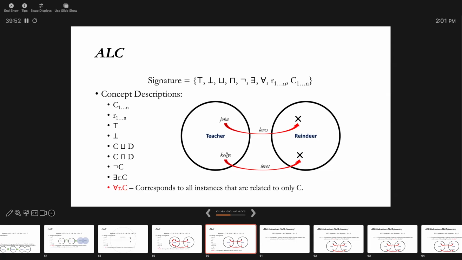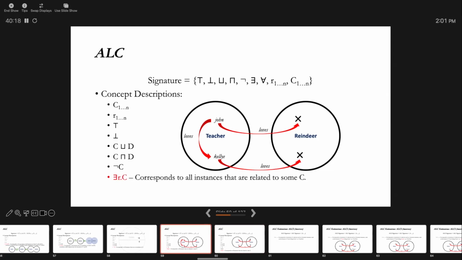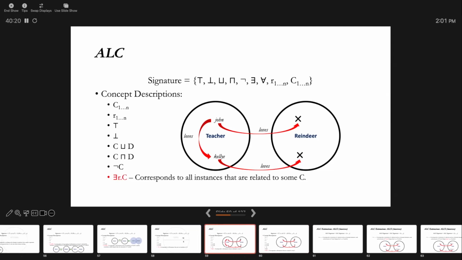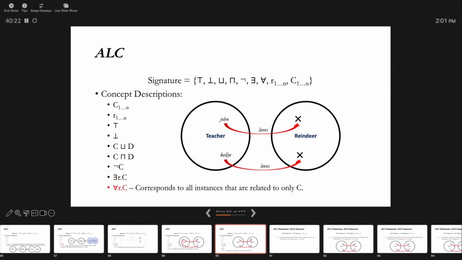That's right. All right. So, the previous example, remember I had an arrow between myself and my sister. It said I love my sister. That would not be true here. If I were to say every teacher loves only a reindeer, my sister's not a reindeer. But this image that I've shown here is true in that scenario. This one wouldn't be, because Kelly's not a reindeer. It would be true here.